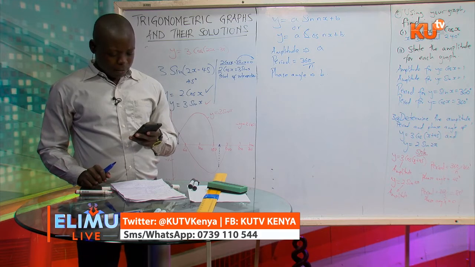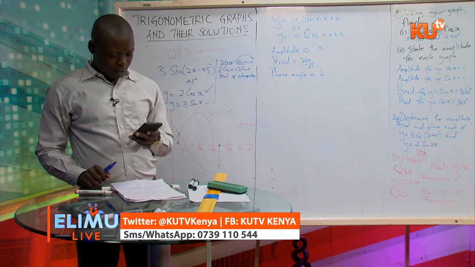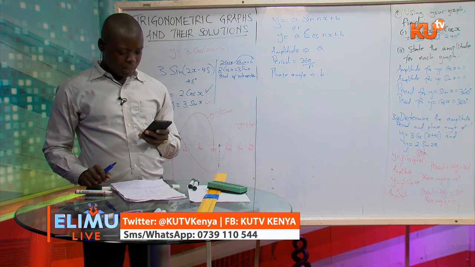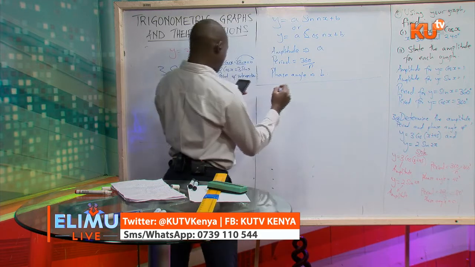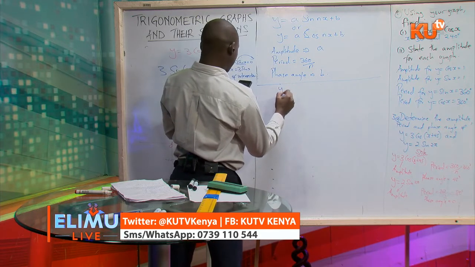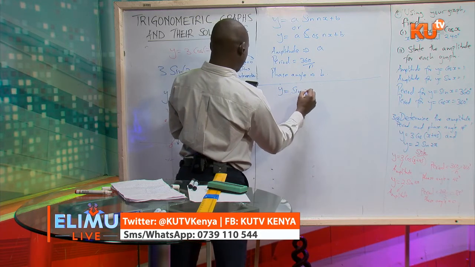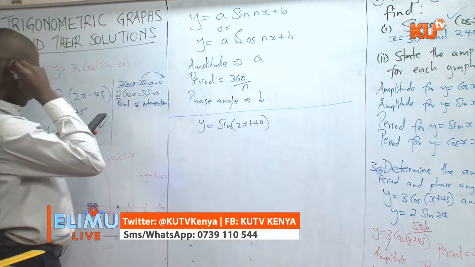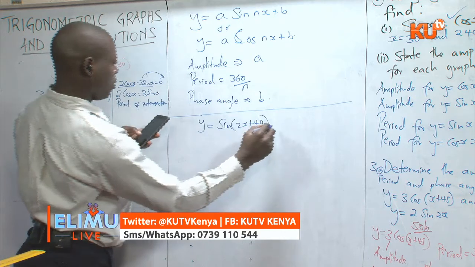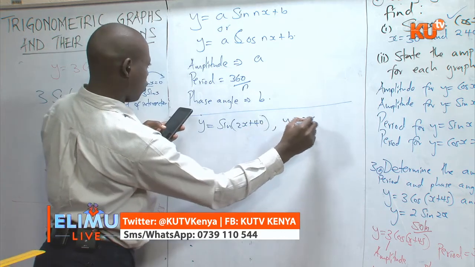Edwin from Nyamasaria Secondary, help me solve this. We have y is equal to sine (2x + 40), and y is 2 cos x.